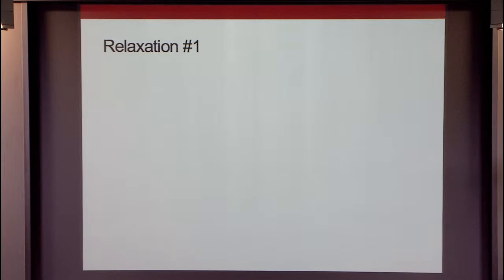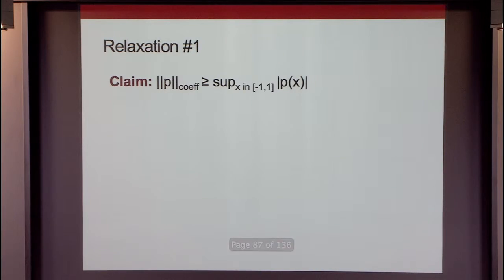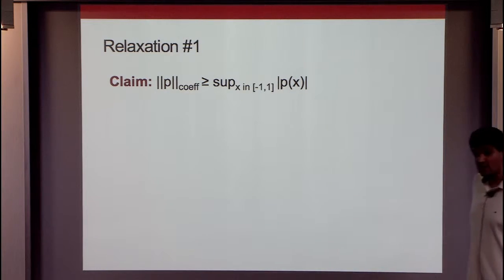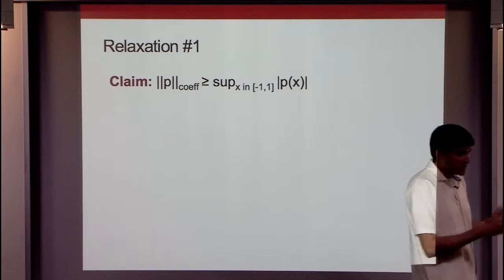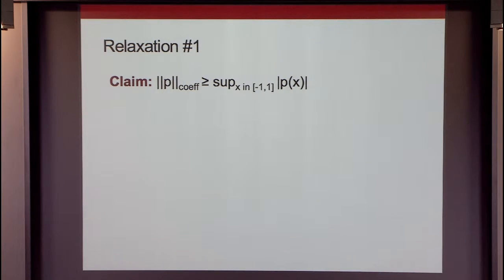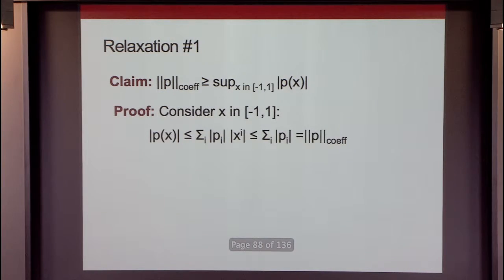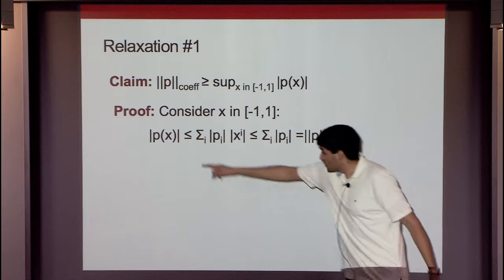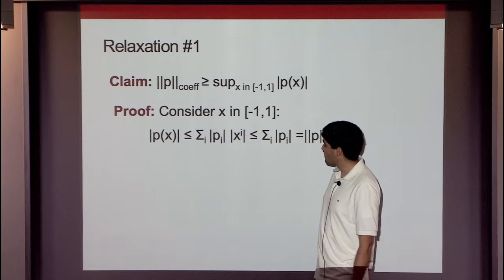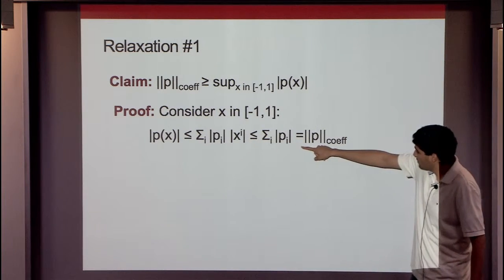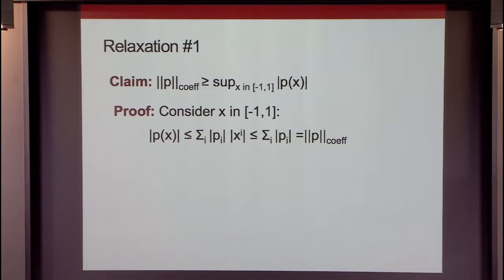But the coefficients of a polynomial are actually very difficult to reason about. So one thing you can try is a relaxation of it. Because what I claim is that the coefficient norm of a polynomial, the sum of the absolute values of the coefficients, is lower bounded by the max value of the polynomial on the interval -1 to 1. This is just the triangle inequality. Because the absolute value of p of x at some value x in the range -1 to 1 is just lower bounded by the coefficient norm, just triangle inequality.